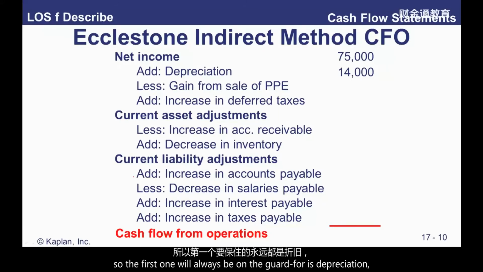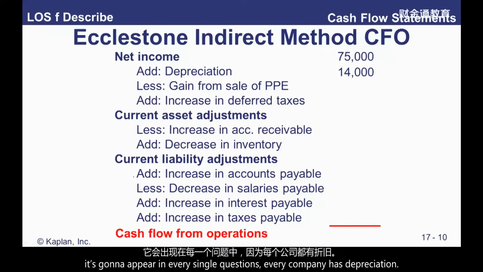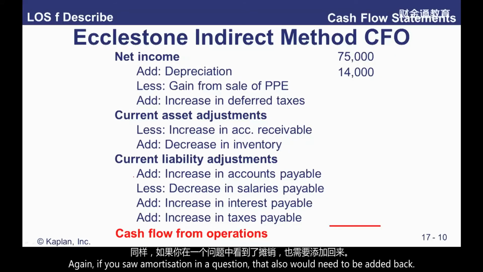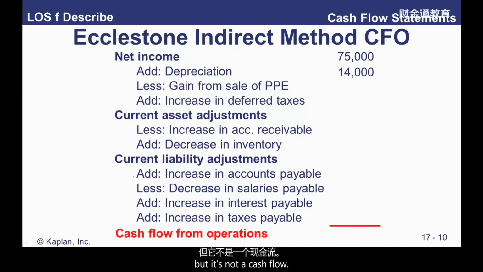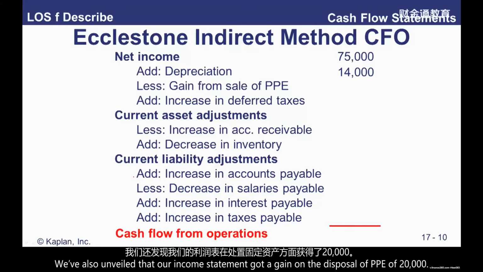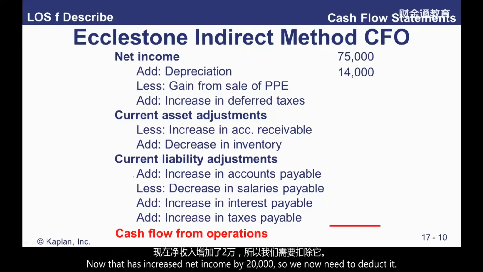The first one always to be on guard for is depreciation. It's going to appear in every single question. Every company has depreciation. Again, if you saw amortization in a question, that also would need to be added back. So we're adding it back, remember, because it's been deducted in arriving at the net income figure of 75,000, but it's not a cash flow. We've also, when we look at our income statement, got a gain on the disposal of PP&E of 20,000. Now that's increased net income by 20,000, so we now need to deduct it.